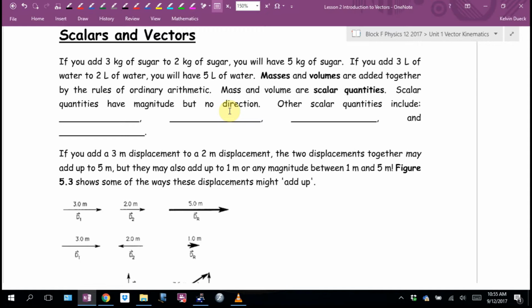Other scalar quantities are, can you give me something that you remember was a scalar from last year? Speed. What else was a scalar? Distance.